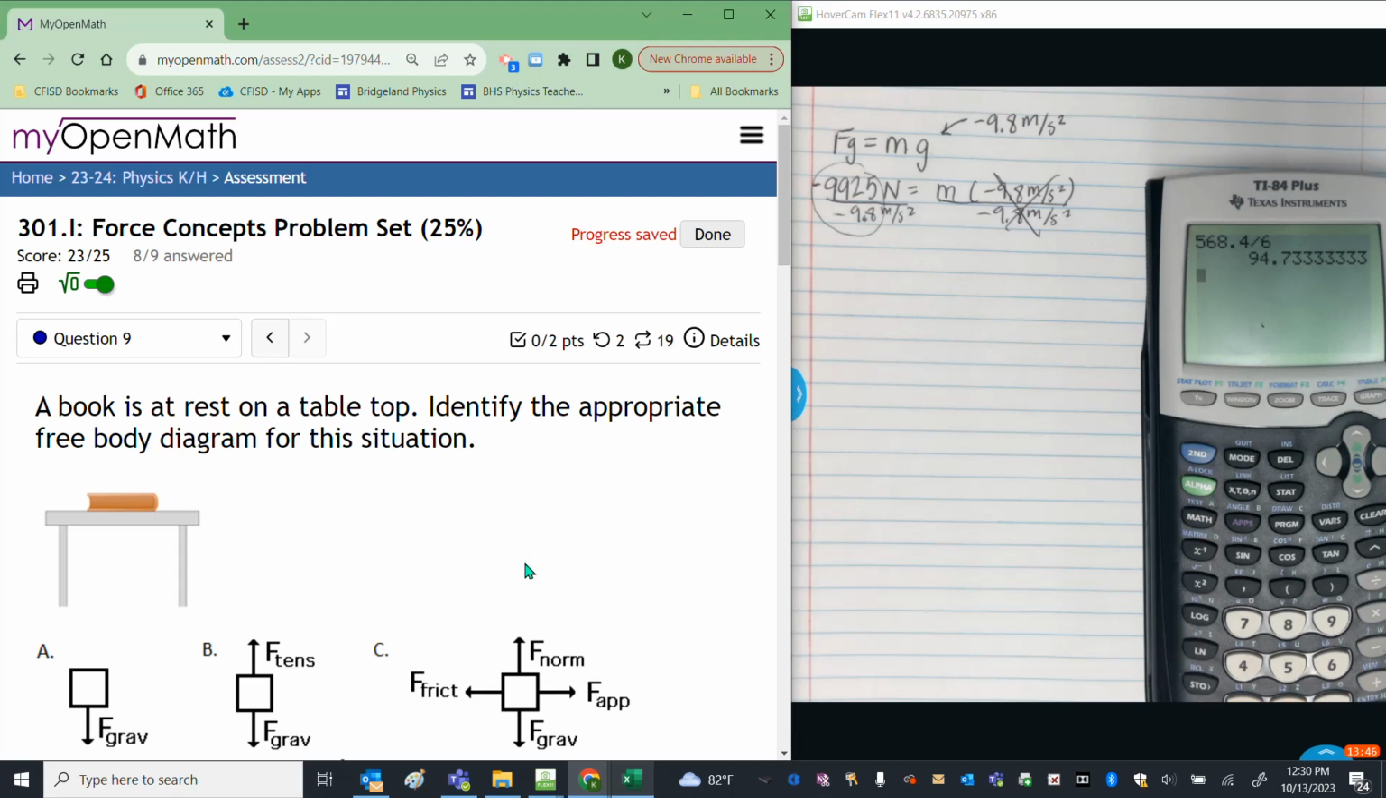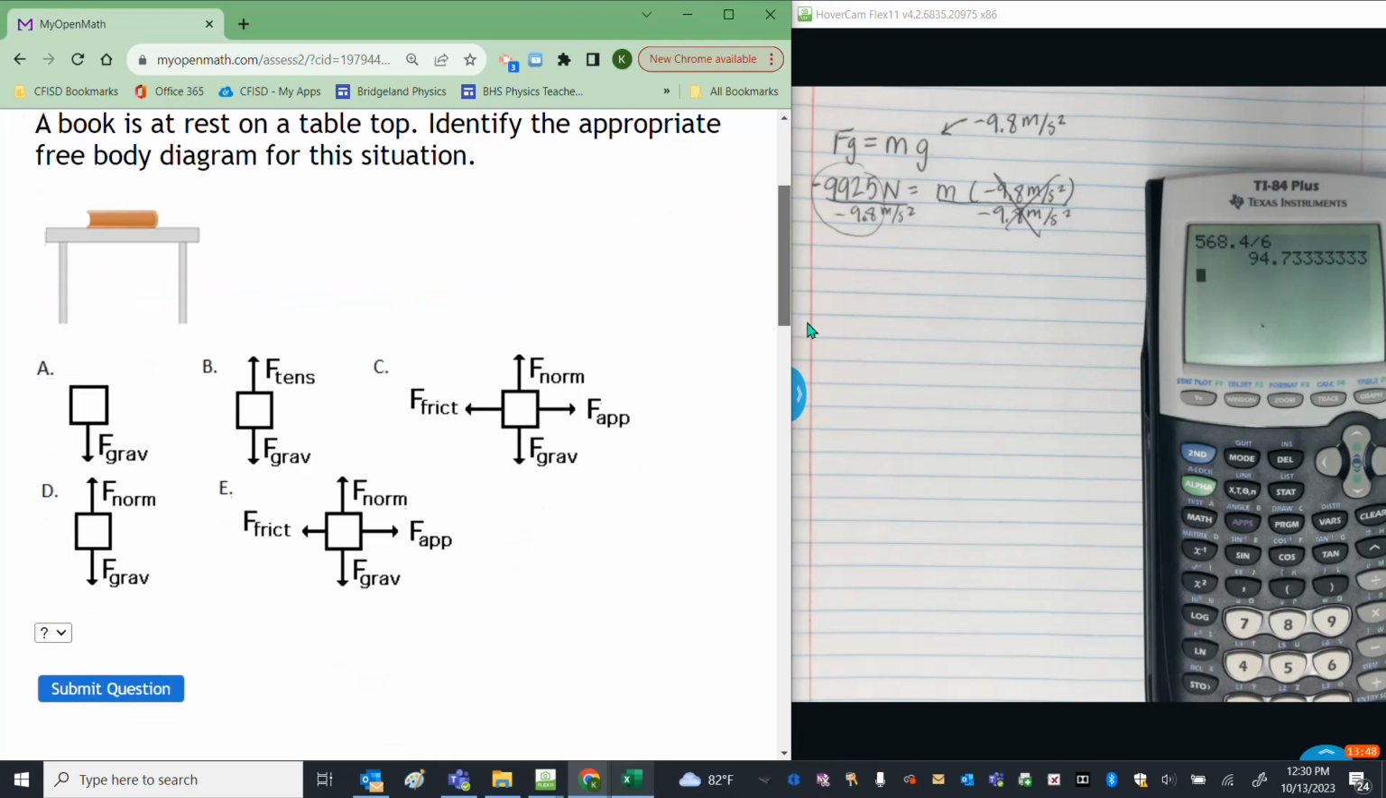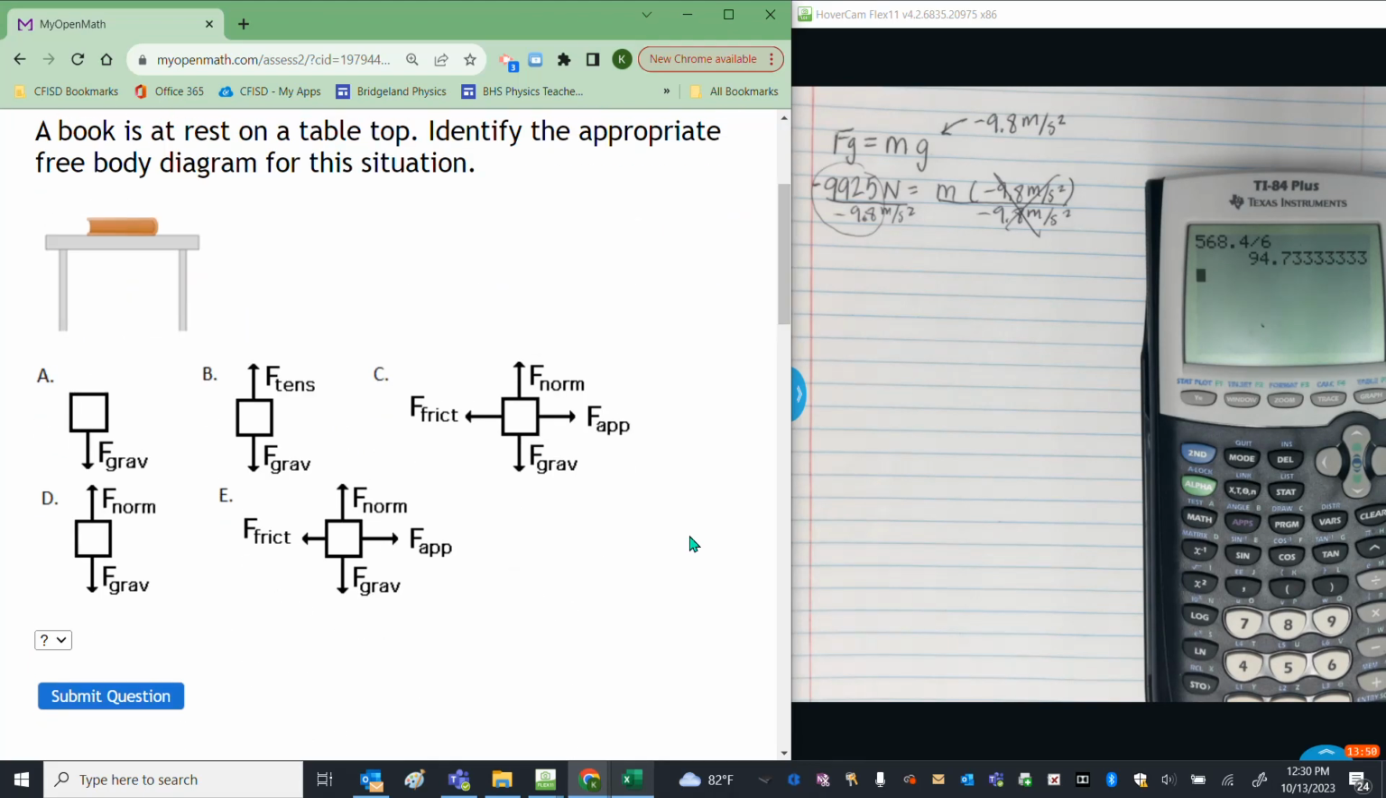All right, last question, number 9. A book is at rest on a tabletop. Identify the appropriate free body diagram for this situation. Again, if I take a look at this book, there are different forces acting on it. One of them is gravity. It's always there. Every single free body diagram here has it as a choice.